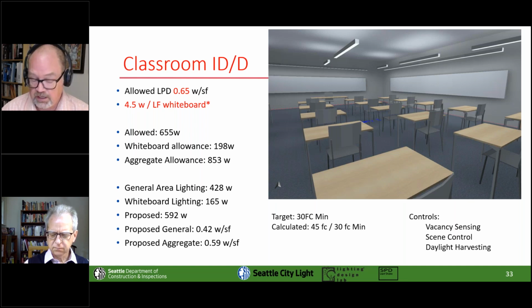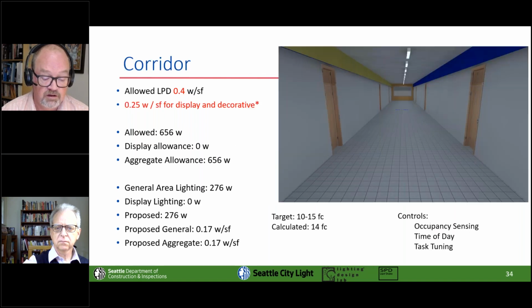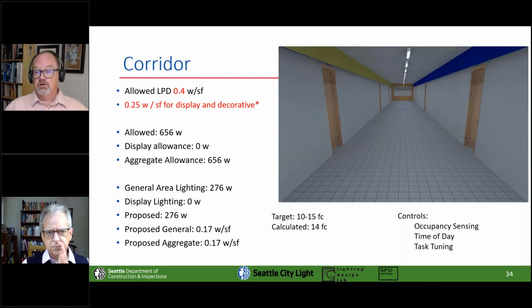So what if we went ahead, and Duane had mentioned the corridor spaces. What if we take a look at the corridor here? I've assumed a target of 10 to 15 foot candles for our corridor. There are going to be folks that will tell you that 10 to 15 foot candles in a school corridor may be a little low. Who knows? In this case, this is my target. That certainly meets the recommendations of the IES for a corridor space.